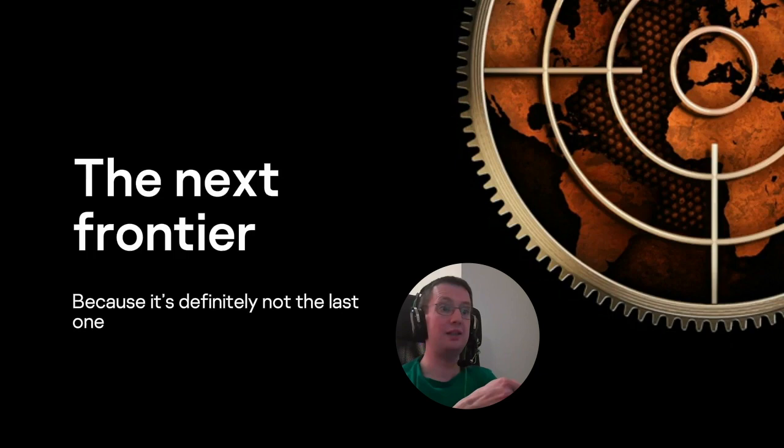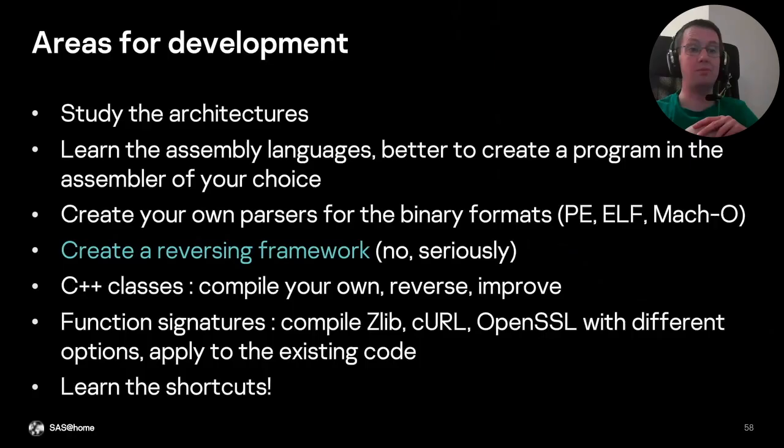First of all, some new architectures. If you know Intel, why not ARM or MIPS or whatever? And better, just try to create a little program, even just a hello world, to get a feeling of how that assembly works. Try to parse the well-known binary formats yourself. Just take a PE file or ELF or Mach-O or all of them and create a parser with your code, not just importing someone else's code.